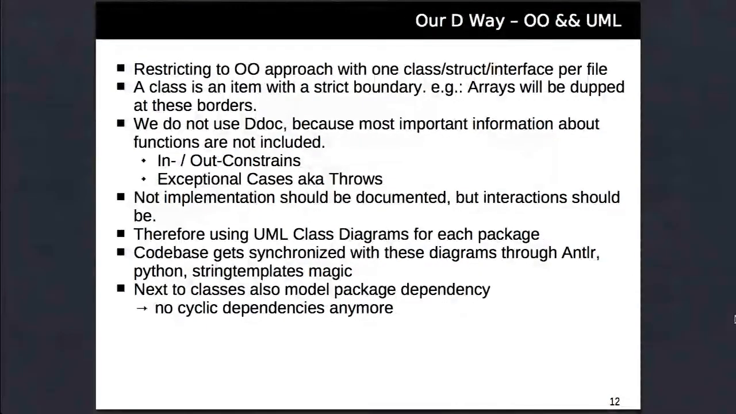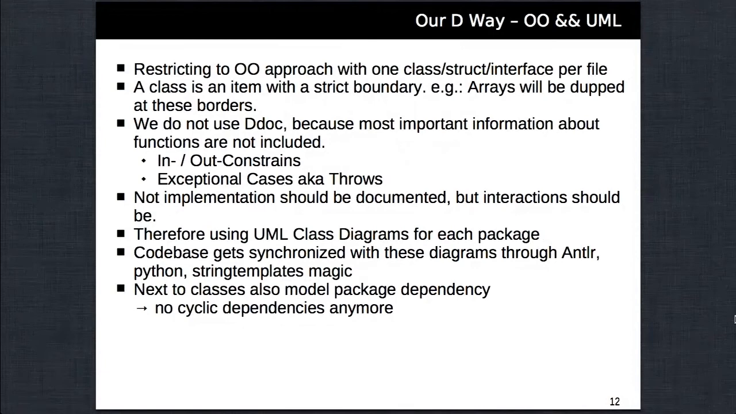And we also think that we shouldn't document inside the implementation. We use the documentation just for the interactions of our classes. That means we're using UML for modeling the interactions and using this as documentation for our code. That means we are modeling every package in a UML diagram. And then our code base every time gets synchronized with these diagrams through the Antlr Python string templates magic.